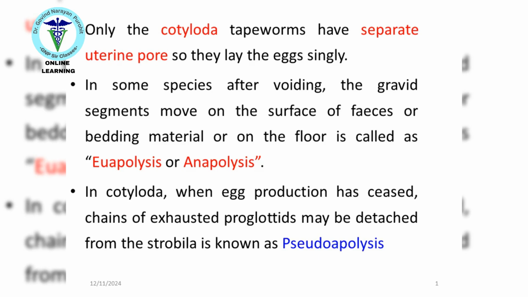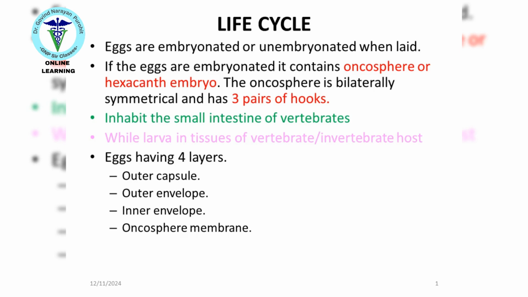Cotyloda tapeworms have a separate uterine pore for laying eggs singly. Some species exhibit euapolysis or anapolysis, where gravid segments move outside the host. The life cycle of tapeworms involves eggs that can be embryonated or unembryonated. These eggs develop into larvae with invertebrate or vertebrate hosts.